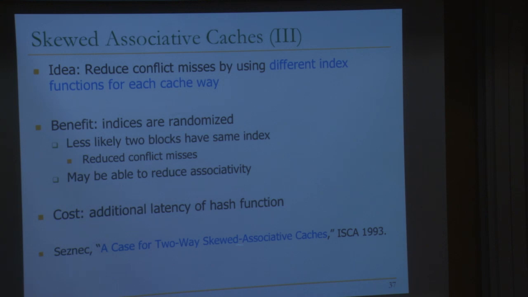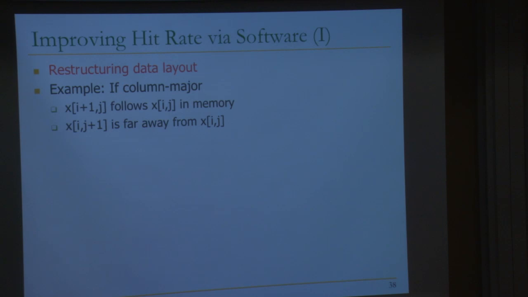Let's take a look at some other ways of improving cache performance. Restructuring data layout, which I briefly talked about. So for example, if you have a column major array, then x[i+1][j] follows x[i][j] in memory, whereas the other way around, x[i][j+1] is far away from x[i][j]. So if you have this code, this is poor, right? Now what you're doing is you're accessing a column major array in a row major order.